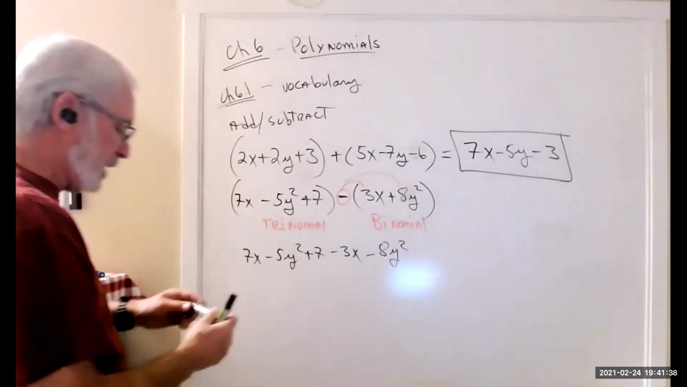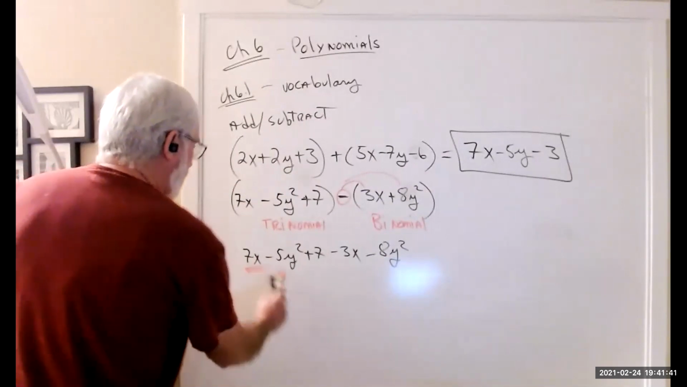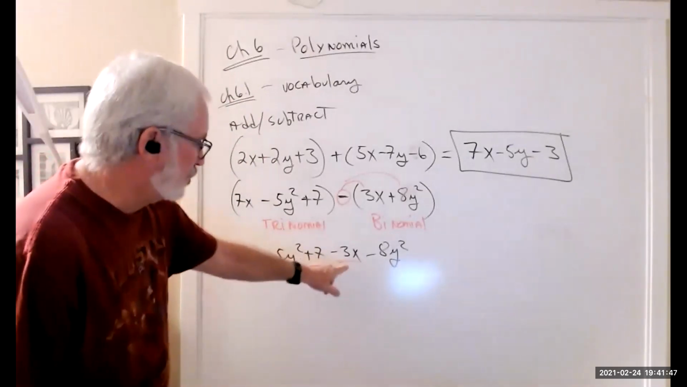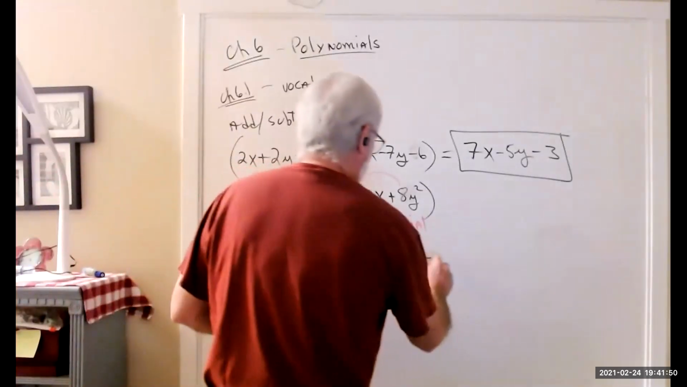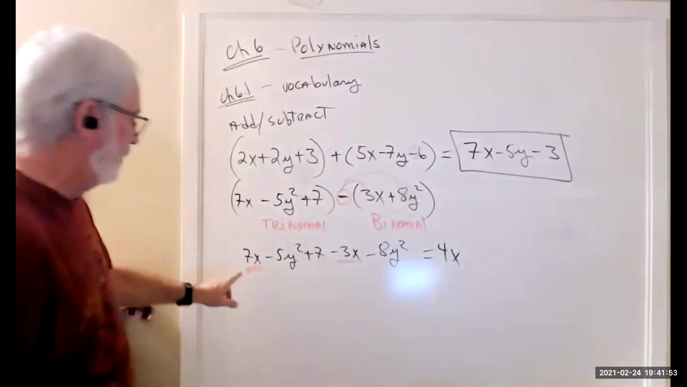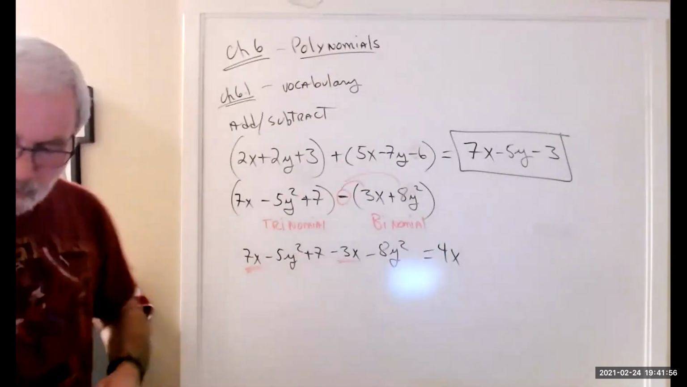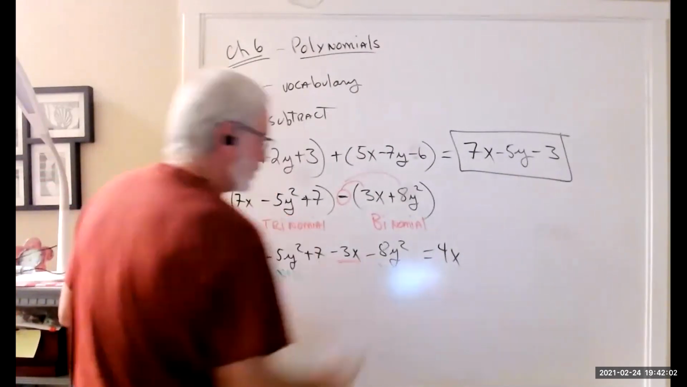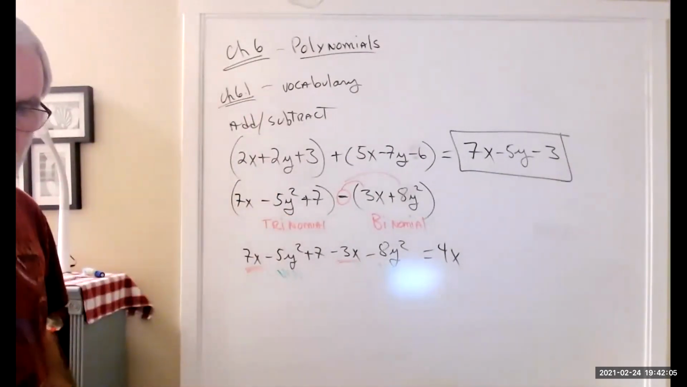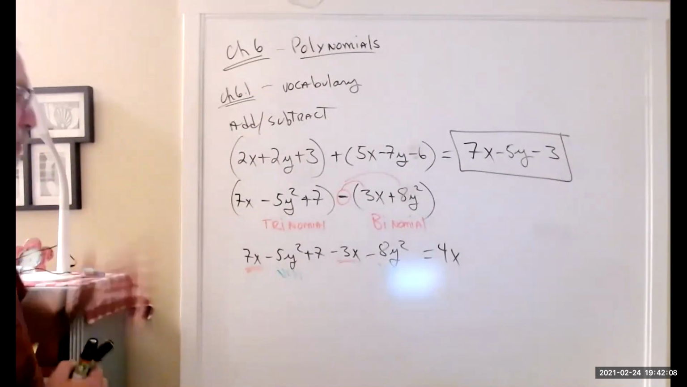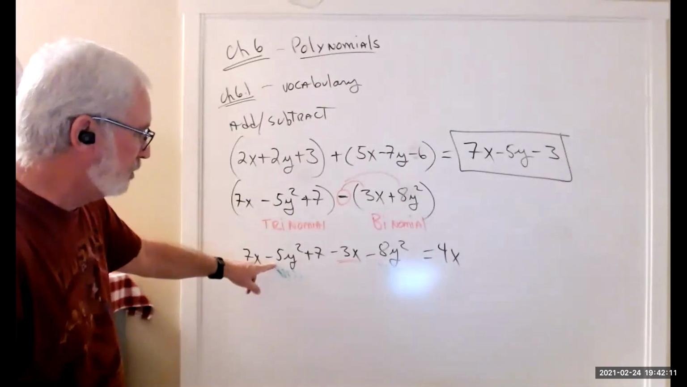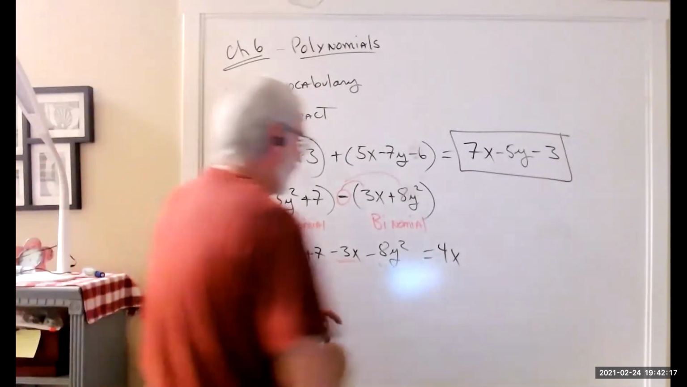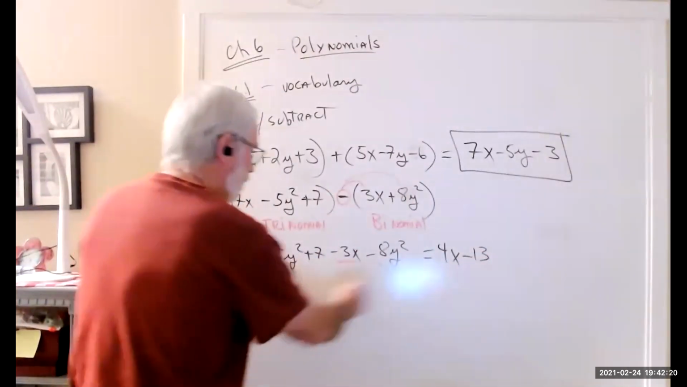So now, like terms. Here we go. I'll skip a step now. We have 7x's minus 3x's. 7 minus 3 is 4. So we end up with 4x's. Then we look for more like terms. Y squareds and y squareds. More like terms. But this time I have minus 5, minus 8. So I have minus 13 of the y squared.